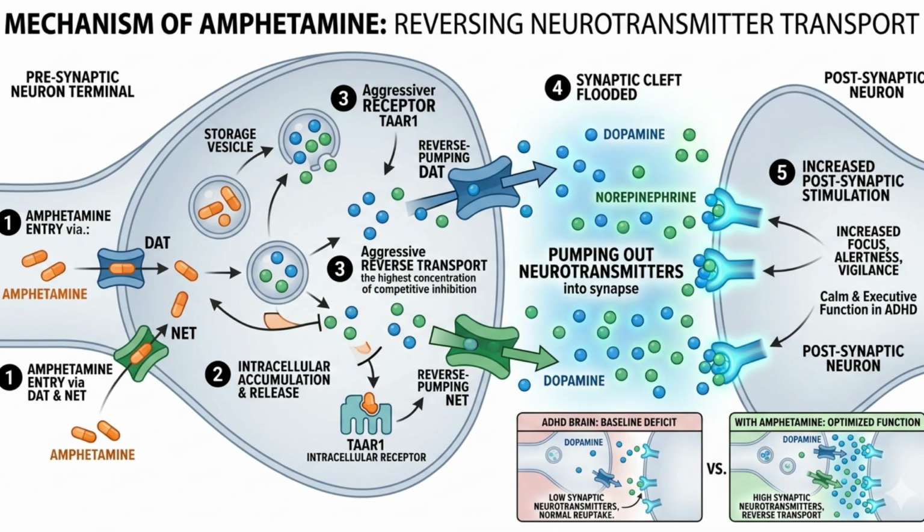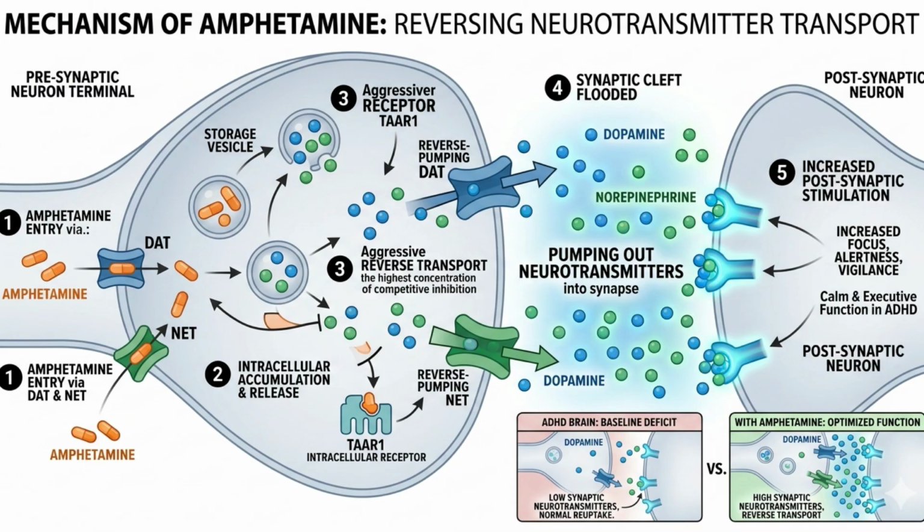Once inside, amphetamine disrupts the cellular storage vesicles. In step 2, it sneaks into these storage bubbles and physically displaces the resident dopamine and norepinephrine, forcing them out into the main cellular fluid, the cytoplasm.